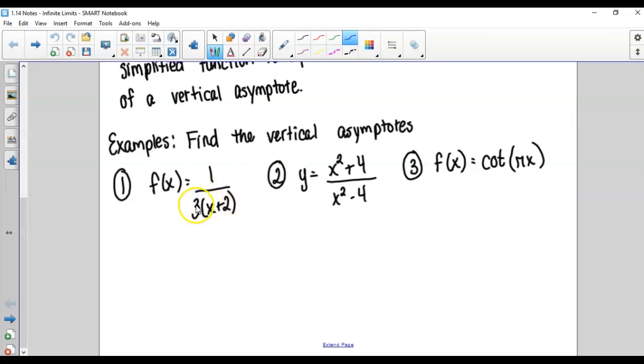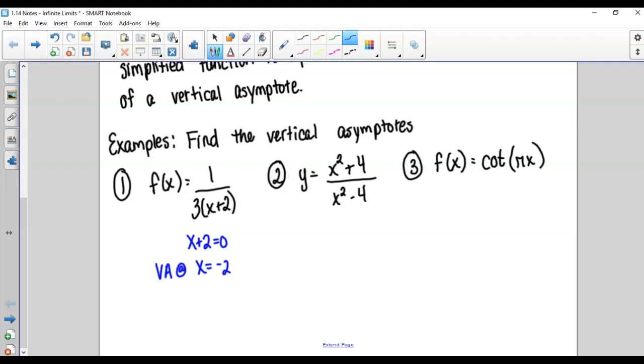So in this case, you could include the 3 if you want, but it's not going to affect anything. It'd be where that x plus 2 equals 0. So you would have a vertical asymptote at x equals negative 2. Okay. The top isn't going to cancel with anything.